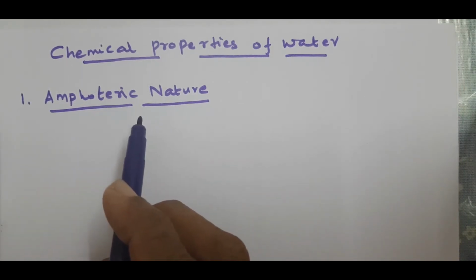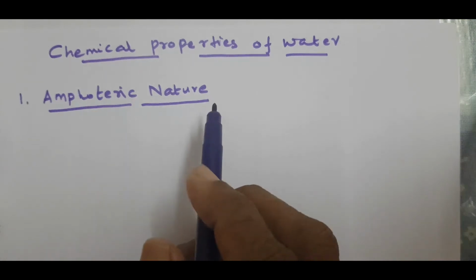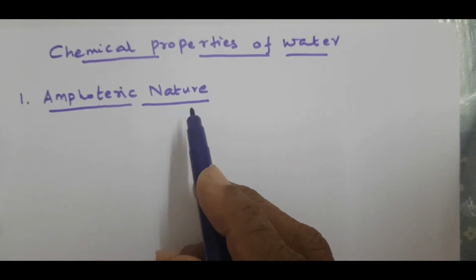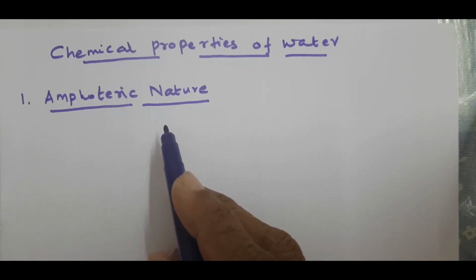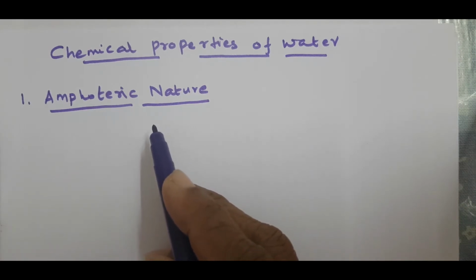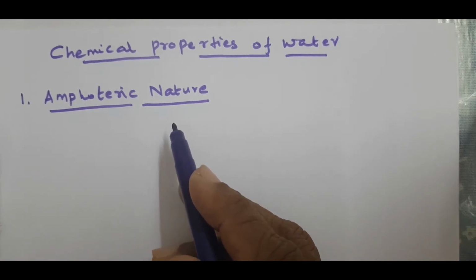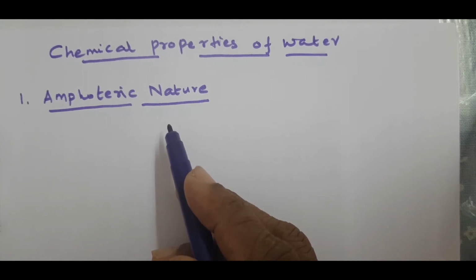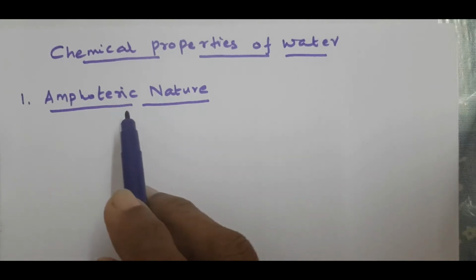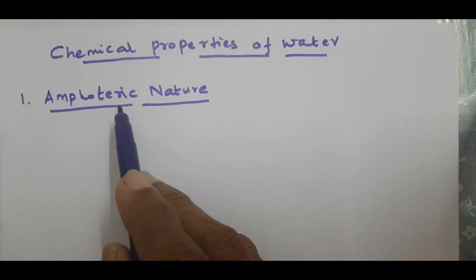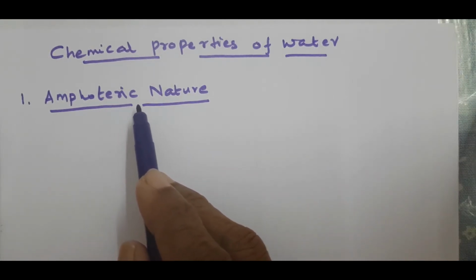Amphoteric means what? You have heard about amphibians, like a frog, which can live in water as well as on land. So you have studied some oxides like aluminum oxide and zinc oxide that are amphoteric in nature, isn't it? In 10th standard. So what is meant by amphoteric? It means it behaves as an acid as well as a base. So water is also capable of having that ability.